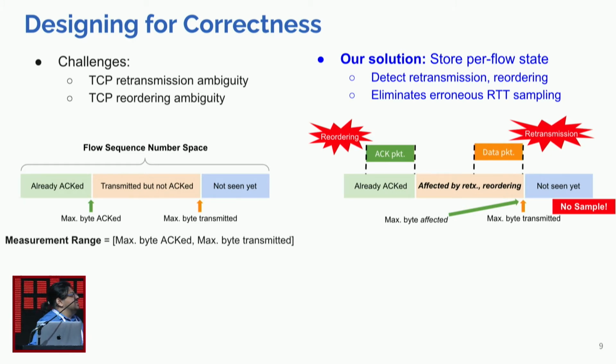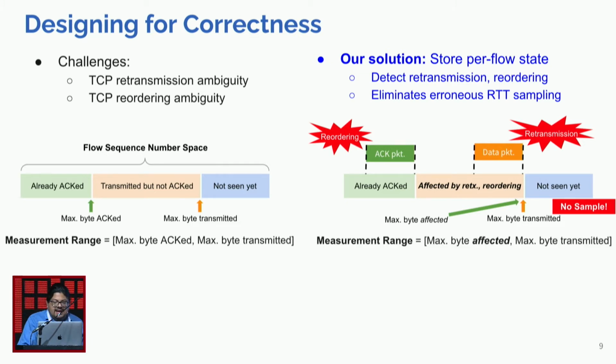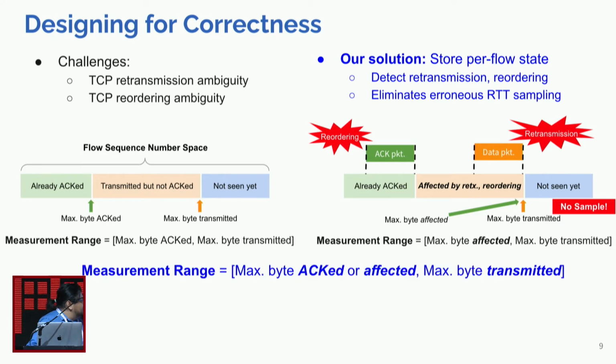And when that happens, we do not take any RTT samples, thus ensuring that the samples we actually take are valid and correct. And now the measurement range is max byte affected to max byte transmitted. Together, these two definitions can be combined into the left pointer being max byte ACKed or affected, and the right pointer being max byte transmitted.